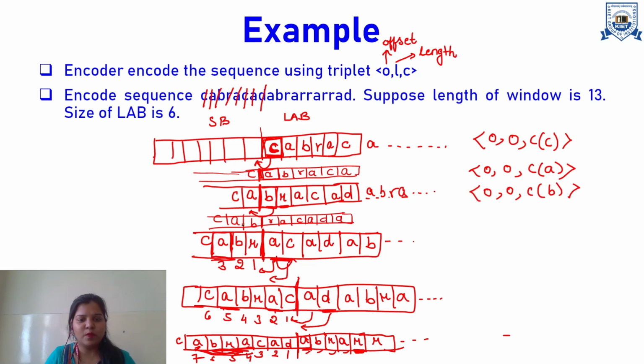Again for R, do we have any match? No, so 0, 0, and code for R itself. Now R is slided toward the search buffer, we have A, C. Check for A, do we have any match for A? Check, yes, we got a match here. At which index number? 1, 2, 3.